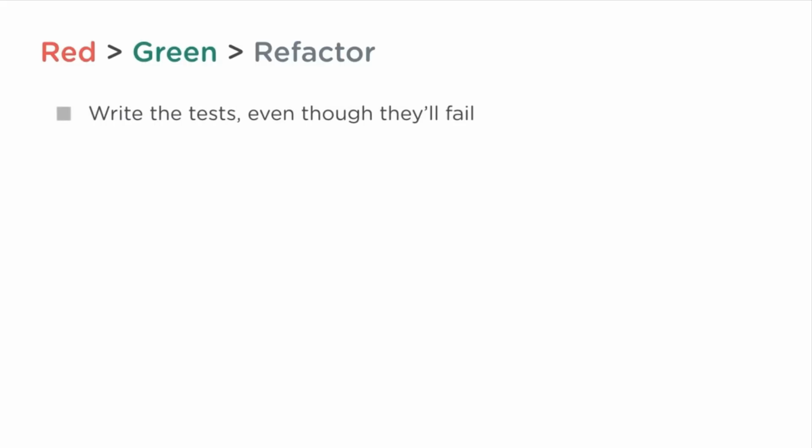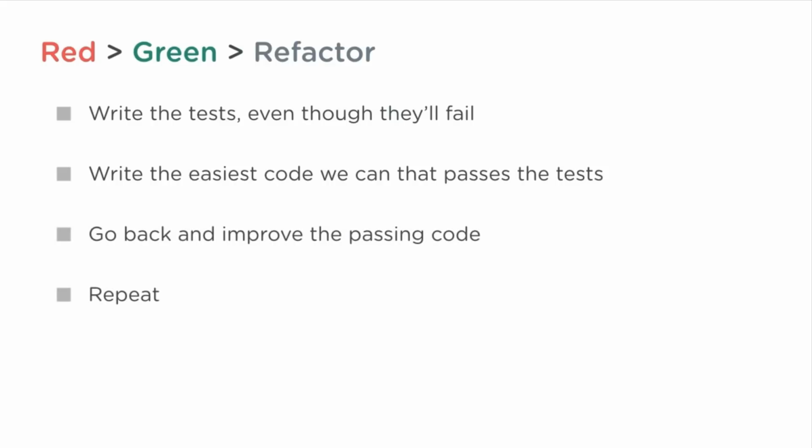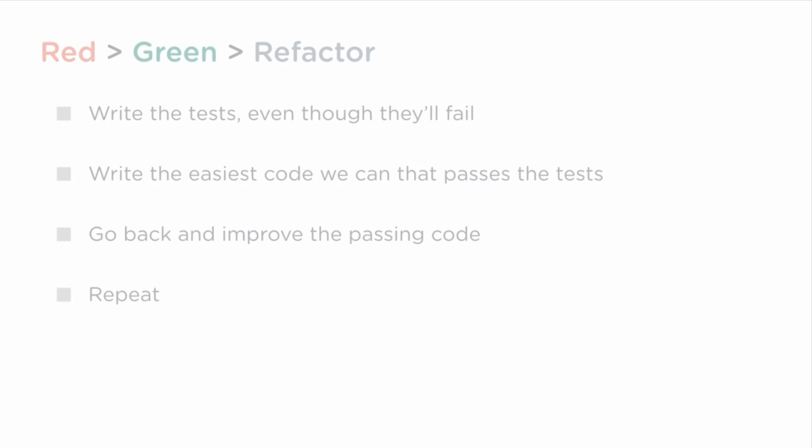First, write the tests, even though at first they'll fail. They might not even compile correctly at first if they refer to things that don't exist yet. Second, fix the function in the first way that comes to mind, just to get our tests passing. And third, go back and refactor the function for improvements, repeating the cycle until we're ready to move on. In the next video, I'll show you exactly how to do this with some clear examples.